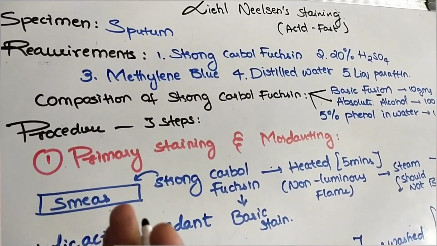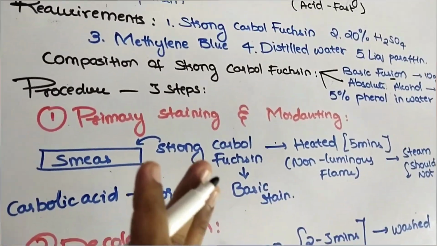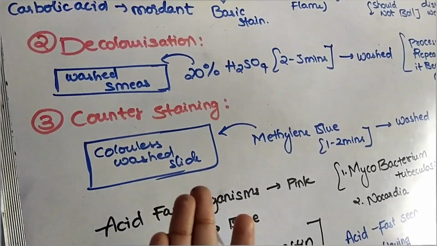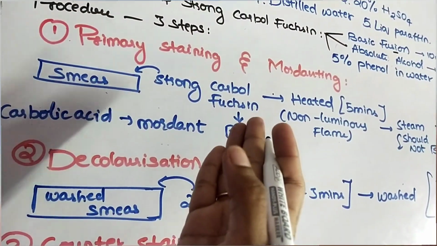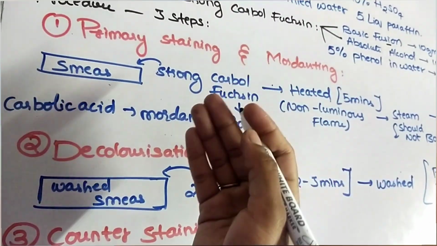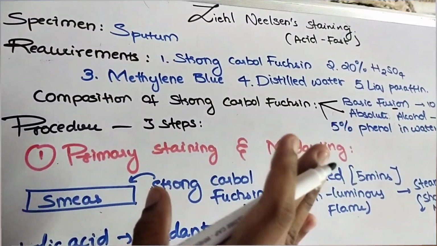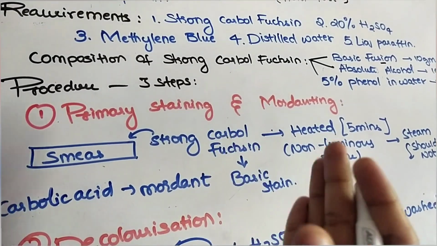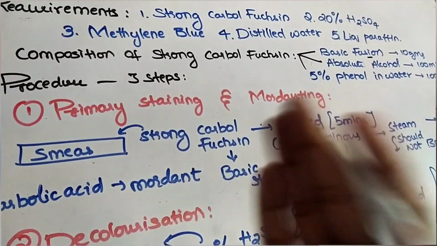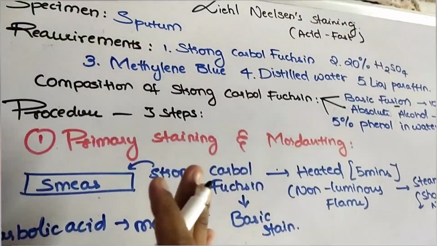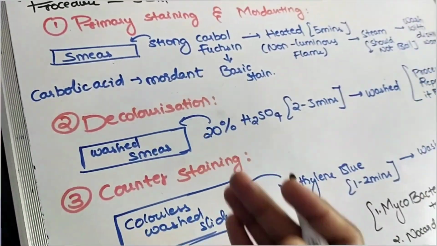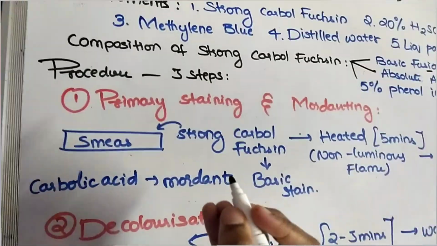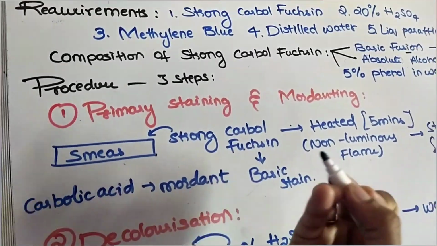Now, opposite to the Gram staining, where we use crystal violet as the primary stain, here we'll be using methylene blue as the counterstain, which is the secondary staining. For Gram staining the counterstain is dilute carbol fuchsin, but for acid-fast staining we use strong carbol fuchsin for the primary staining and also the mordanting. Gram staining has 4 steps, but acid-fast staining has only 3 steps, where the mordanting and the primary staining are considered as 1 step.